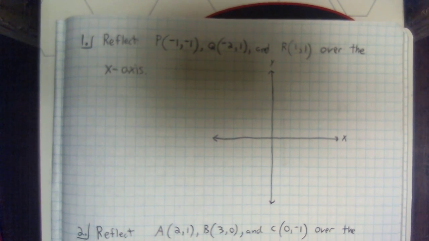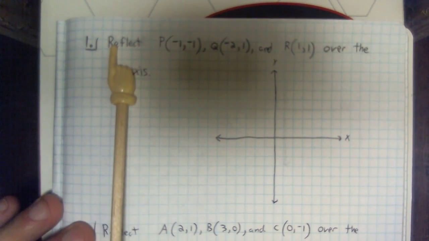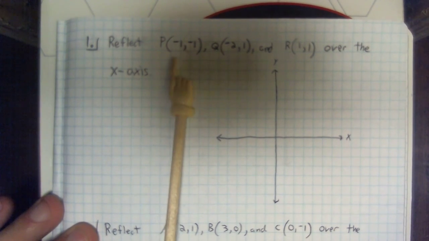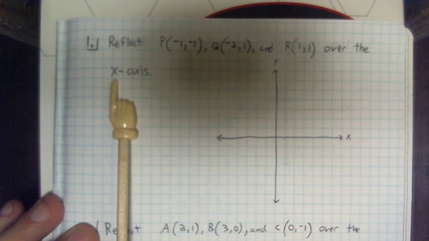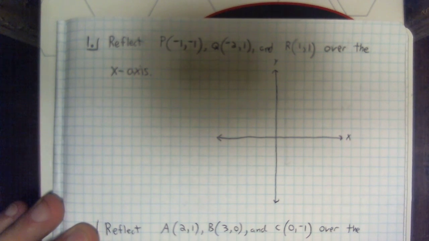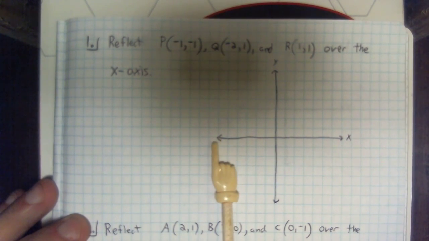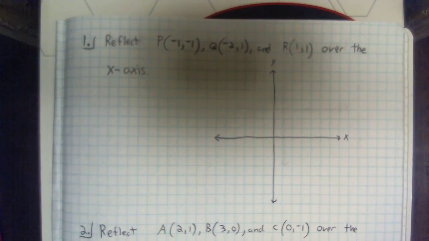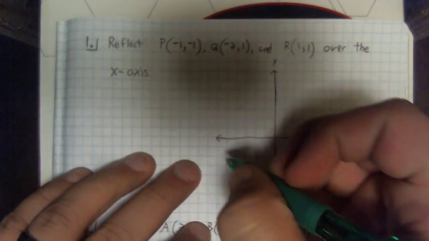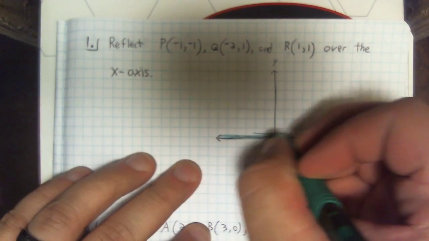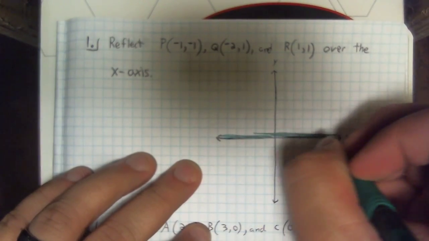Alright, so our first problem asks us to reflect points P (-1, -1), Q (-2, 1), and R (1, 1) over the x-axis. So, first of all, it's giving us an instruction. It says reflect, okay? Second of all, it gives us the points we're working with. And last, it's telling us where to reflect. What I do is I identify what my line of reflection is. So here it tells us the x-axis. And I can see that this is my x-axis right here. So I am going to highlight it. Okay, I'm going to make it dark green so that way I know that that's my line of reflection.